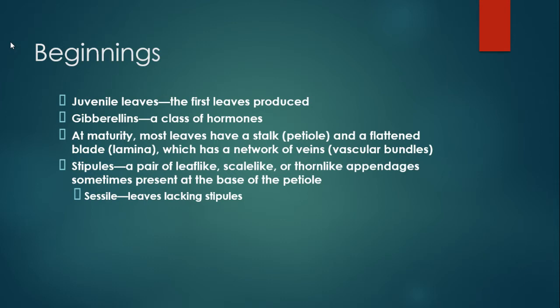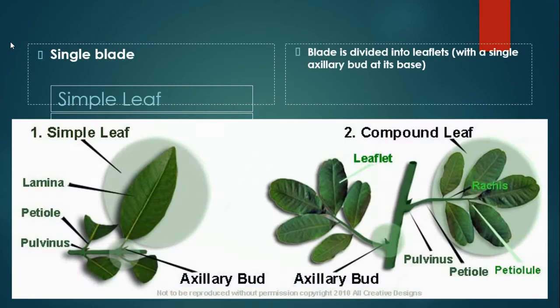Juvenile leaves are going to be the first leaves produced. Gibberellins are a class of hormones, and at maturity, most leaves will have a stalk and a flattened blade, which has a network of veins or vascular bundles. Stipules are a pair of leaf-like, scale-like, or thorn-like appendages, sometimes present at the base of the petiole. And the sessile, these are leaves lacking stipules.